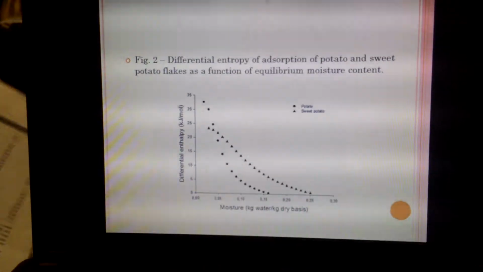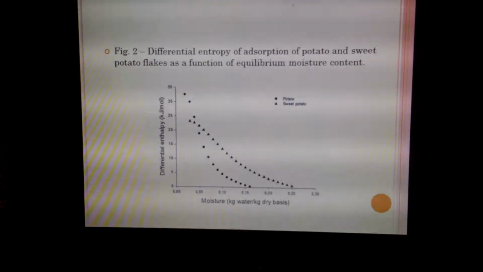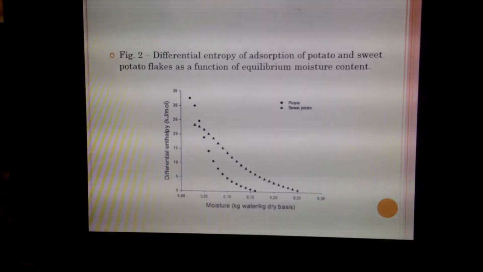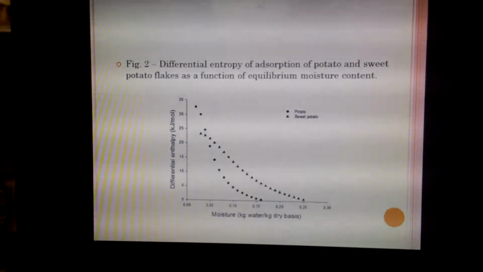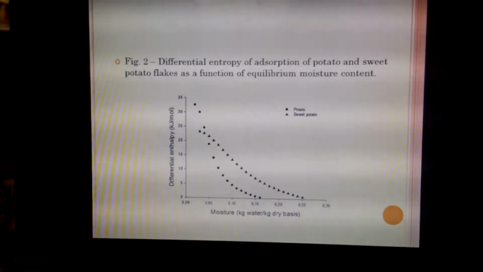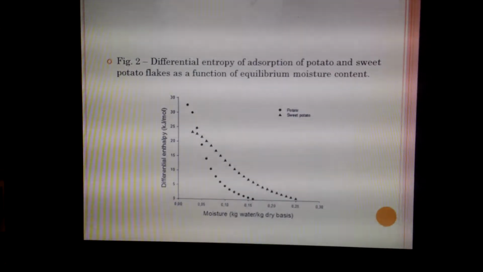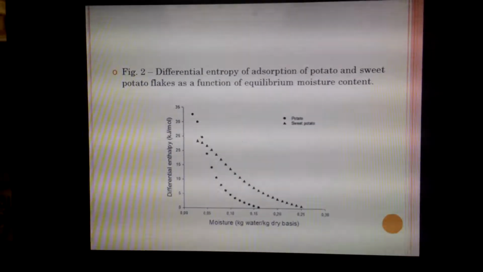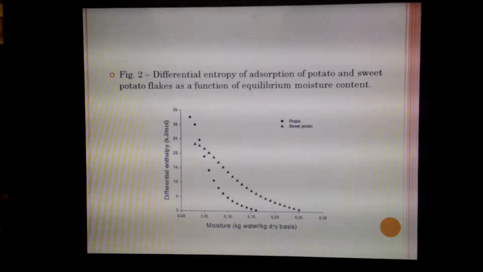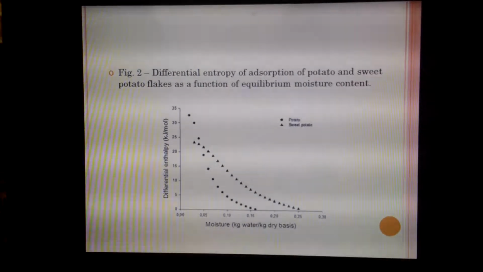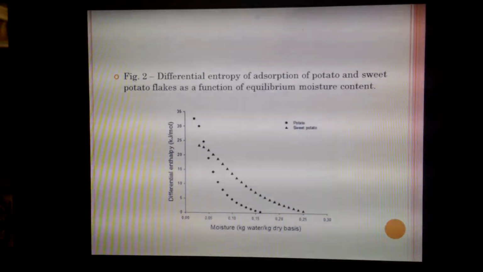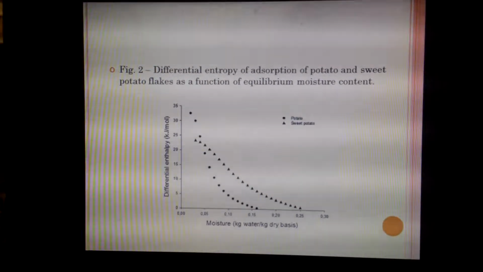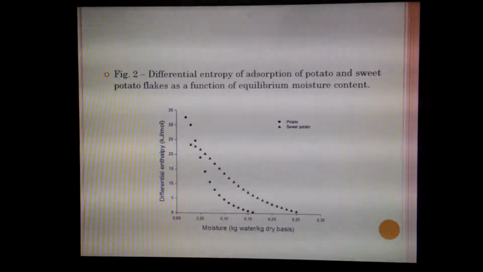Okay. The next one is the differential entropy of adsorption of potato and sweet potato flakes as a function of equilibrium moisture content. The circle is the potato and the triangle is the sweet potato. Then, on the y-axis again is the differential entropy in kilojoules per mole, and on the x-axis, the moisture in kilogram water per kilogram dry basis.